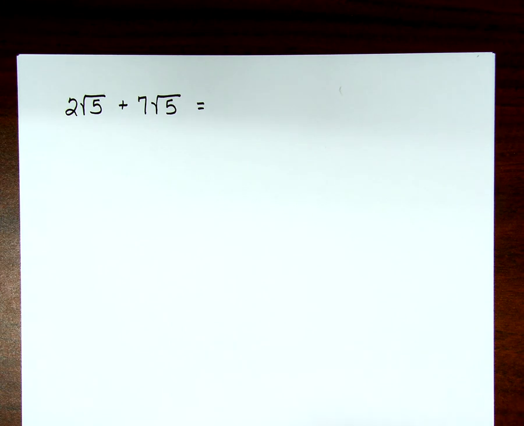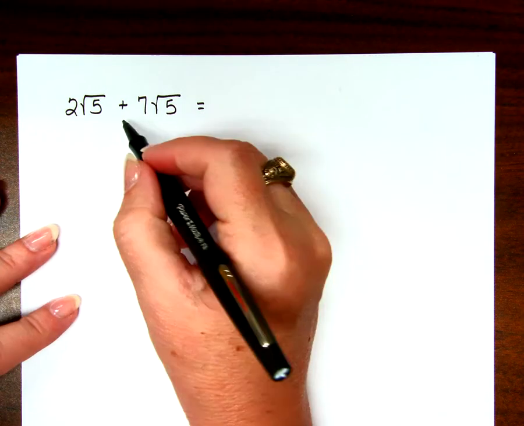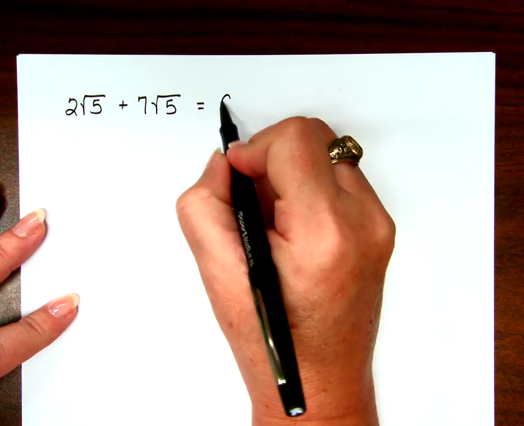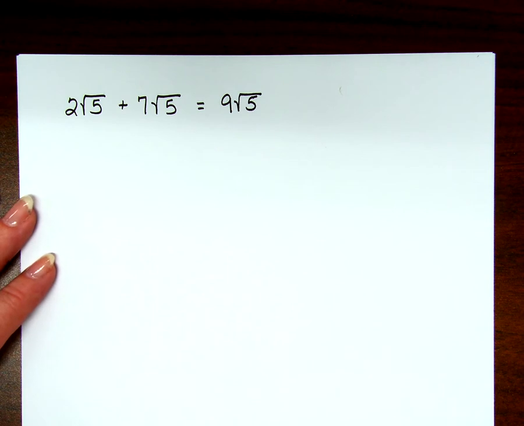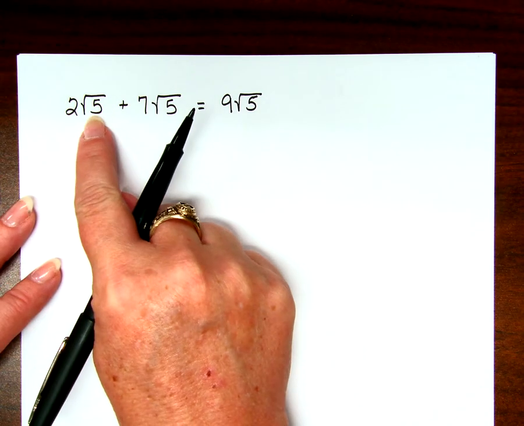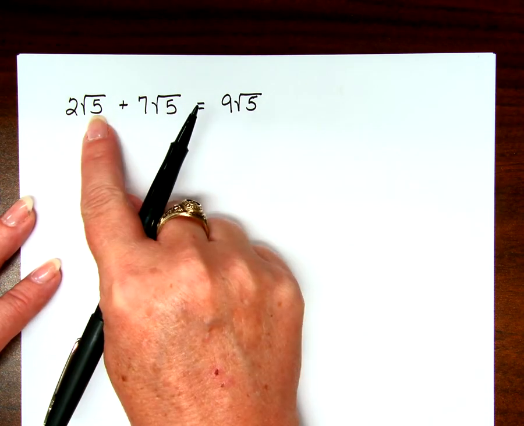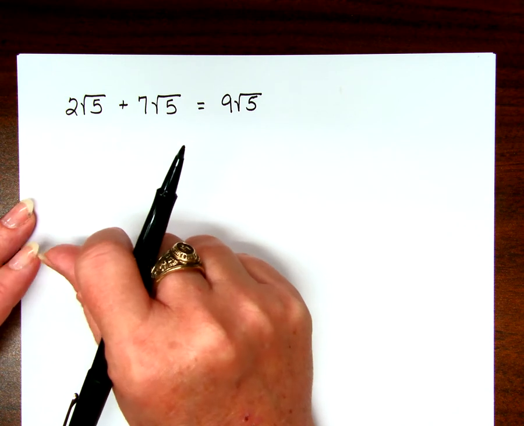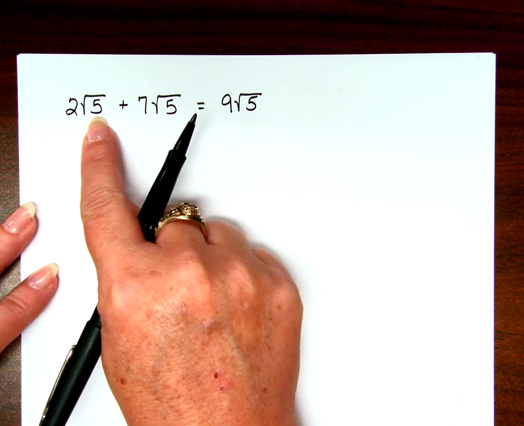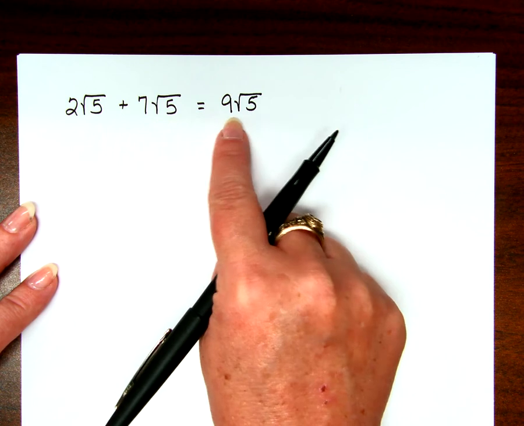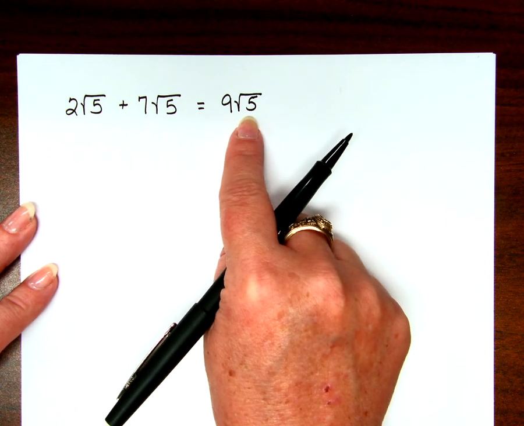Anybody have any idea how we would add these two? 2 square roots of 5 plus 7 square roots of 5 equals 9 square roots of 5. Is the square root of 5 a variable? No, absolutely not, right? We know the value of the square root of 5. Is it kind of acting like a variable though? Yeah? Okay.